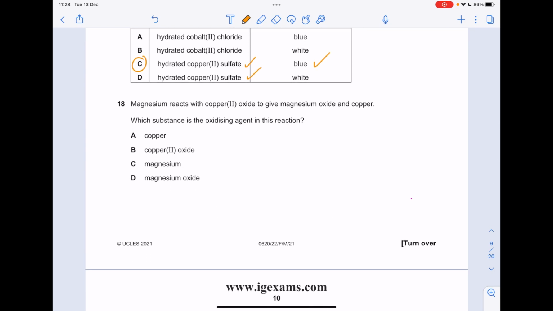Magnesium reacts with copper oxide to give magnesium oxide and copper. Which substance is the oxidizing agent in this reaction? Remember, by definition, the substance acting as the oxidizing agent is reduced, which means it loses oxygen. The easiest way to answer this is by writing a balanced symbol equation to show what's happening. So you need to ask yourself, which of these substances is reduced, which one loses oxygen? Hopefully you can see that that's the copper oxide.